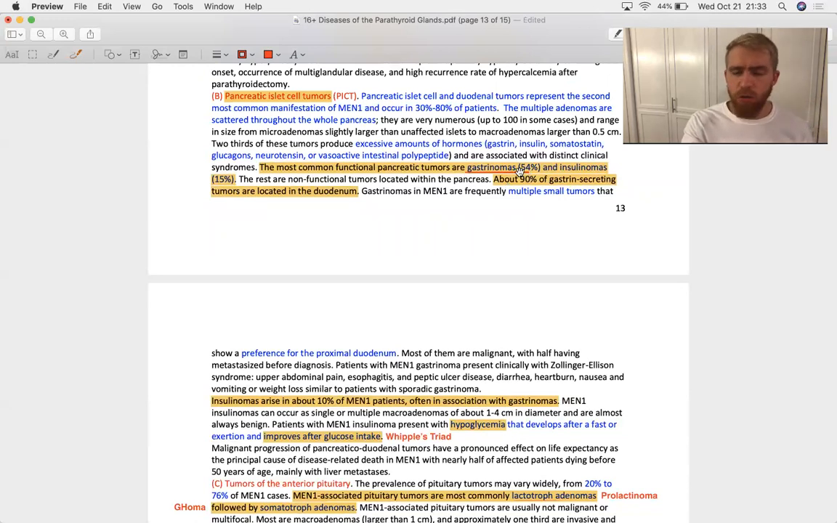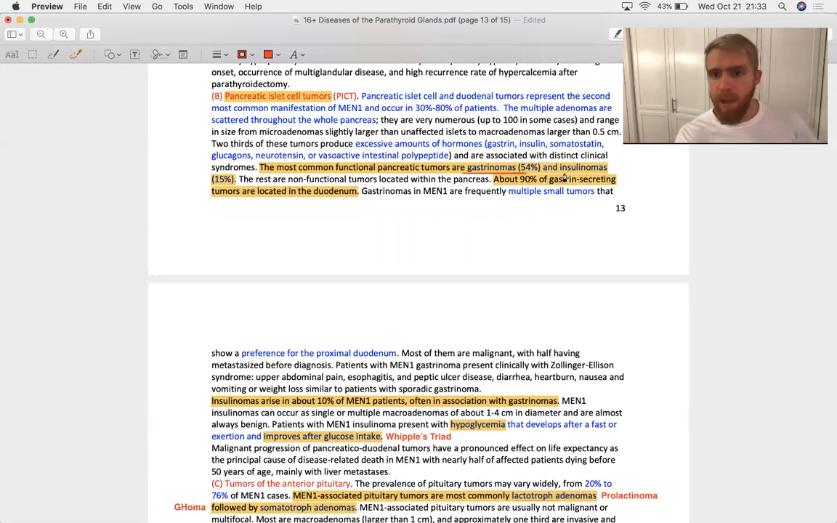And what's a gastrinoma? It's going to make a lot of gastrin. What does gastrin do? Goes to your parietal cells of the stomach and gets them to secrete hydrochloric acid. And so you're going to have a hyperacidic stomach with a very low pH. And so symptoms of heartburn, maybe GERD, maybe peptic ulcer disease. And fun fact, about 90% of these gastrinomas are located in the duodenum rather than in the pancreas.